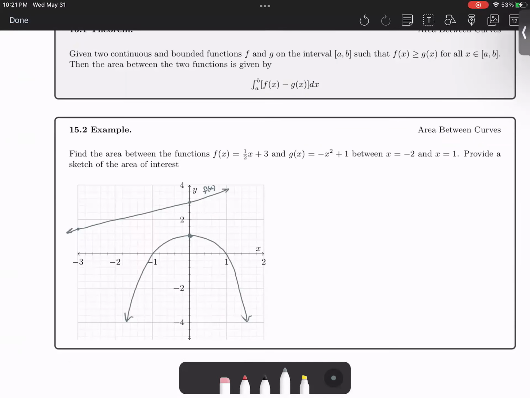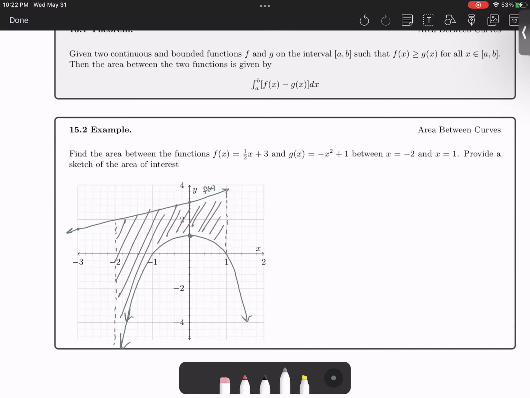And we want to find the area between these two functions between x is equal to -2. So there's x is equal to -2. Right? It'll eventually run into our function. And x is equal to 1. So I'm looking for this area.